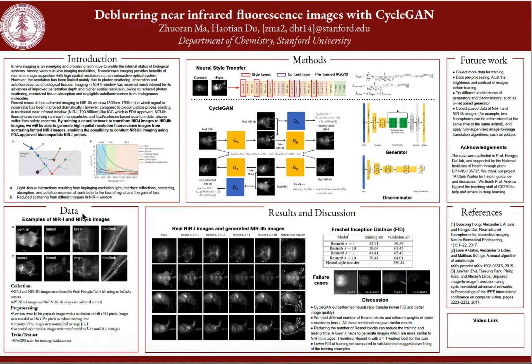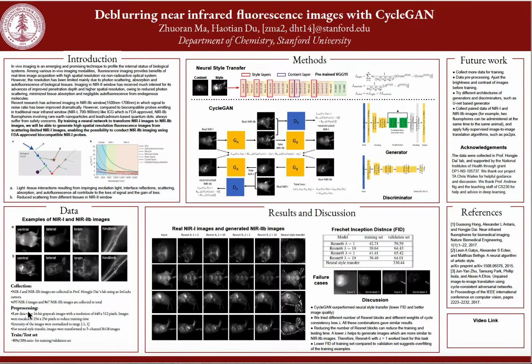And here comes our data collection. Here are some examples of NIR1 and NIR2B images collected in the lab. For data collection, all of the images were collected in Professor Hongjie Dai's lab using an InGaAs camera and our homemade imaging setup. We collected 693 NIR1 images and 867 NIR2B images in total, and those images are unpaired, so this is why we need a CycleGAN.